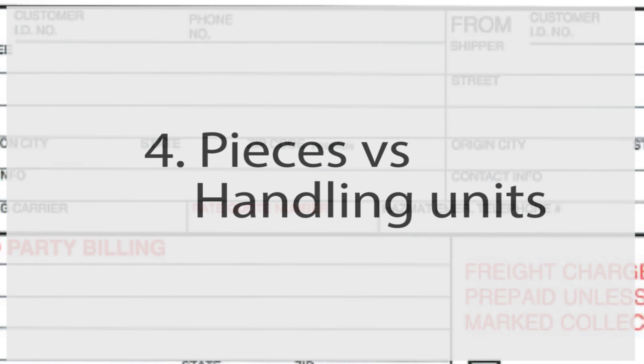The fourth section we want to look at is pieces versus handling units. The pieces field in the body of the bill of lading describes the number of pieces for each commodity listed. The handling units are for the number of units being loaded in the trailer. For example, if you have 84 pieces on one shrink wrap pallet, the pieces are 84, the handling units are 1, and the type of handling unit is shrink wrap pallet, or SWP.